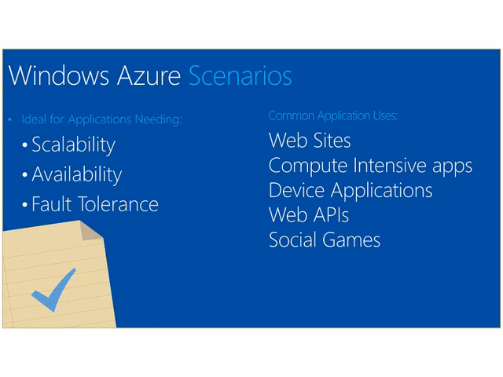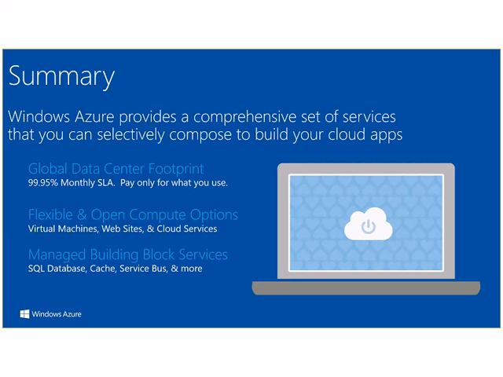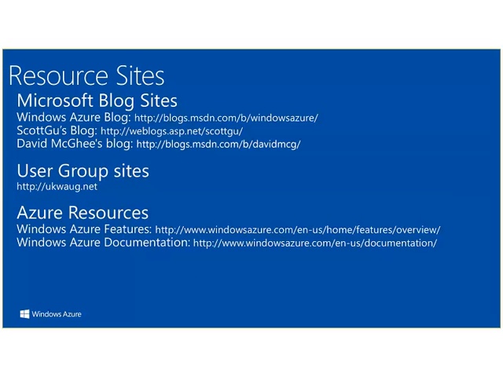Obviously, it's great for things that need scalability and availability and fault tolerance. Perfect for websites, applications, web APIs, even social gaming, which isn't something we've touched on. You know, global data footprint, 99.95% monthly SLA, and obviously only pay for what you use. Flexible and open. You can deploy Windows, you can deploy Linux, you can deploy Java, you can deploy all sorts of stuff on it. And you've got these managed building blocks that allow you to configure and build stuff in a really nice way and really build a platform bespoke for your needs.